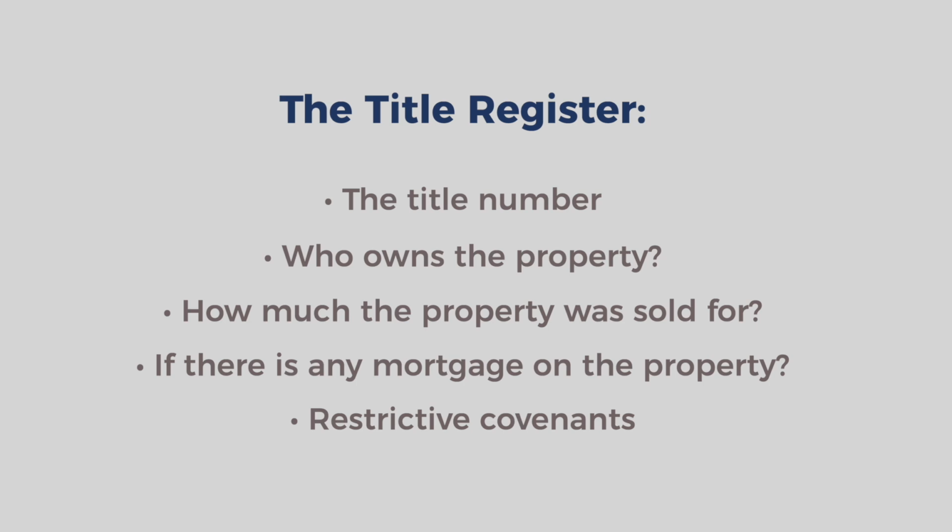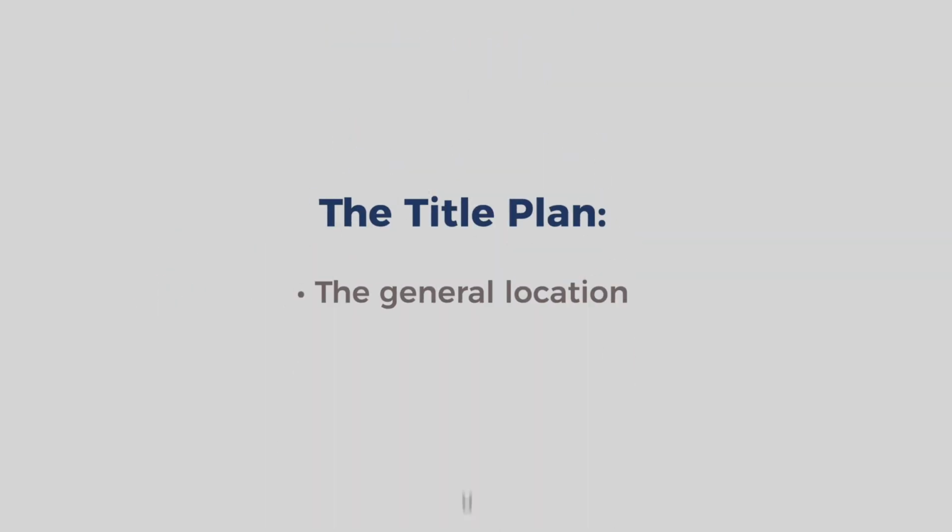And in some cases, a title register may not include the details of restrictive covenants or easements, but it will say which documents you need to refer to for that information. The title plan, on the other hand, shows the general location and the boundaries of that particular property.